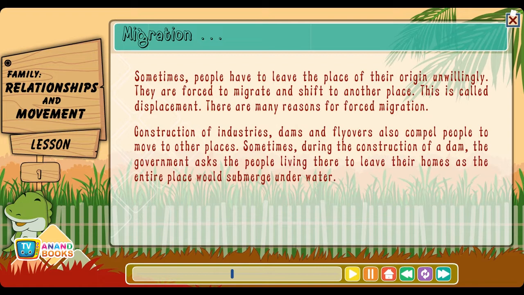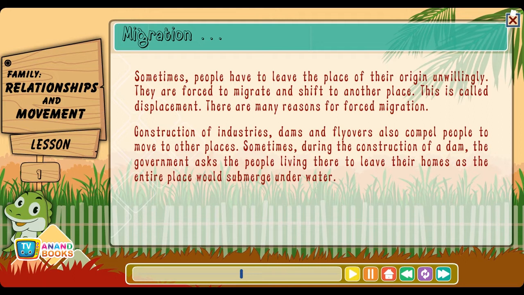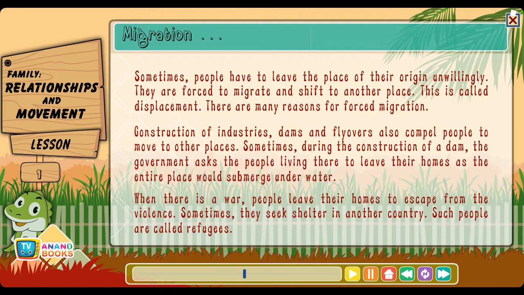Construction of industries, dams and flyovers also compel people to move to other places. Sometimes during the construction of a dam, the government asks the people living there to leave their homes, as the entire place would submerge underwater. When there is a war, people leave their homes to escape from the violence. Sometimes they seek shelter in another country. Such people are called refugees.